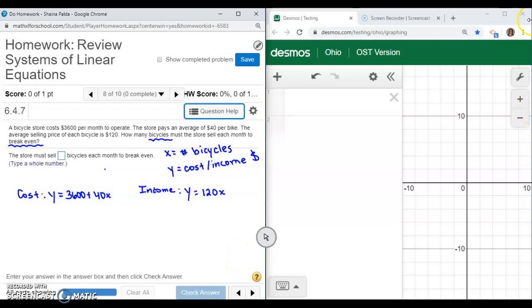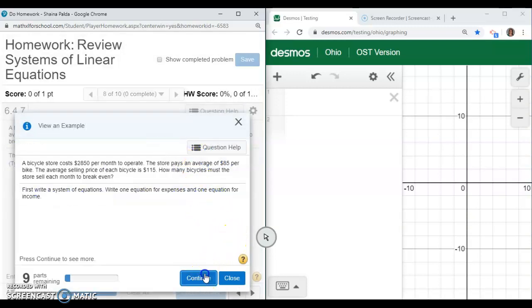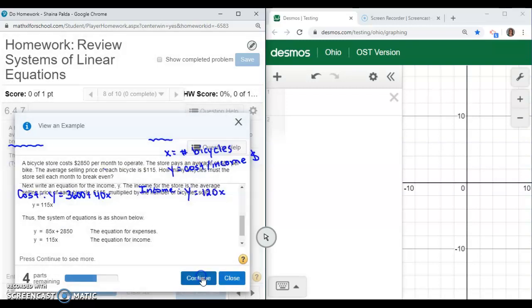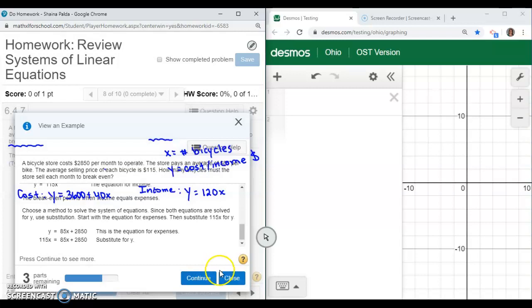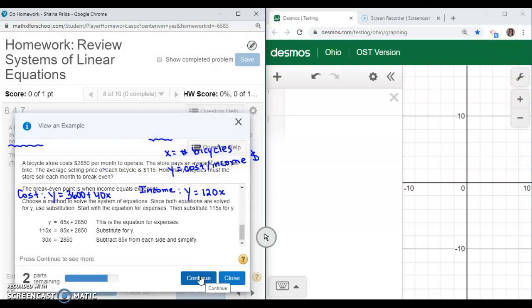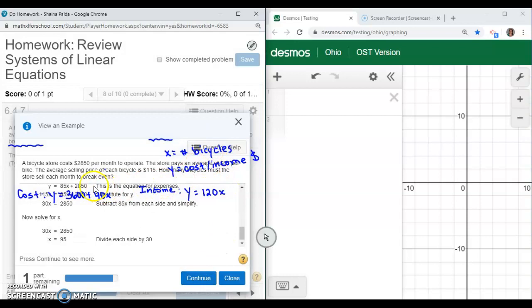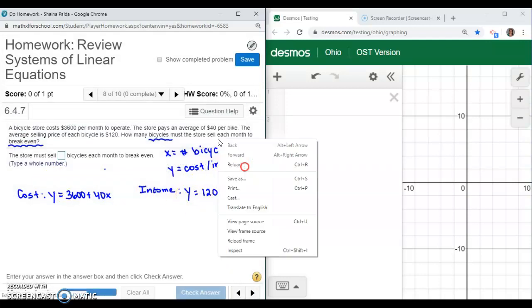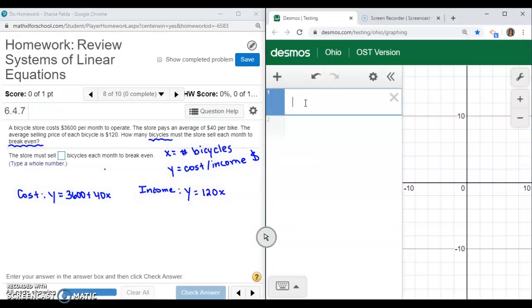If you need help, you can click on the question help. If you want to see an example, it will walk you through step by step how to do these. Don't forget that those are there. I'm going to make sure those are there on quizzes and such too. Hopefully these will help you out a lot. This does walk you through the algebraic way to solve, but what you're really interested in is just this setup, because what you're going to do is take that setup, come over to Desmos and type it in.